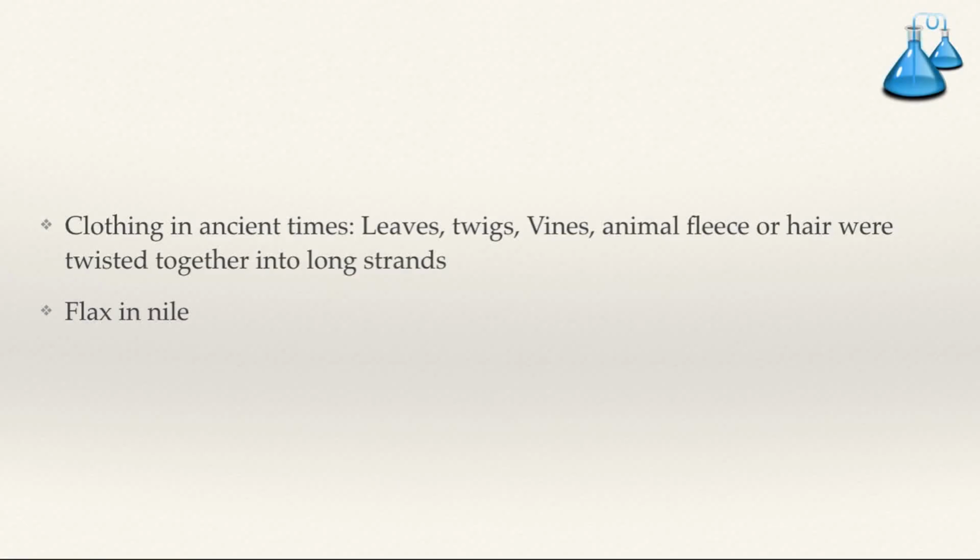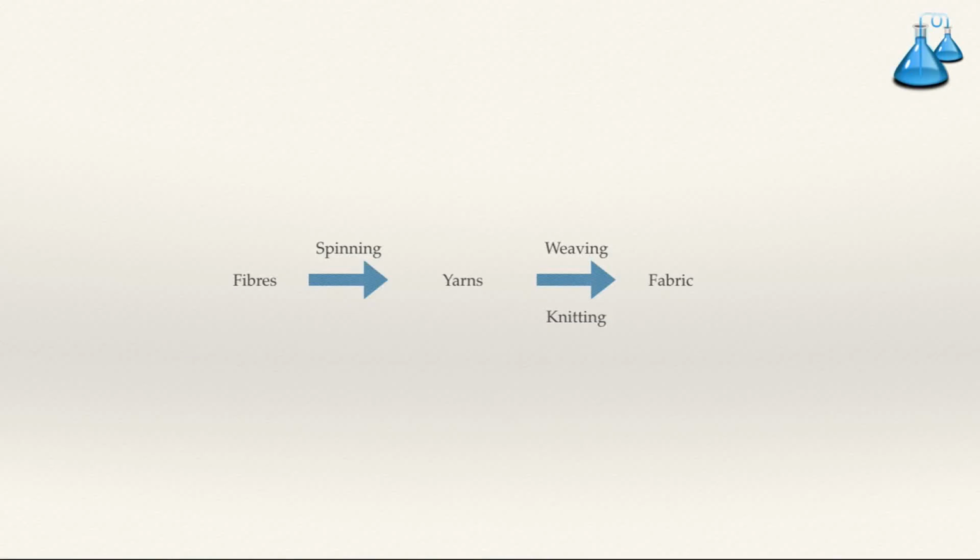So clothing in ancient times used to be made with leaves, twigs, vines, animal fleece or hair. They were twisted together into long strands, and for example, flax was used in the Nile river region, today's Egypt, Sudan, etc. As I already said, fiber is a single unit which underwent spinning to form yarns, and these yarns undergo weaving and knitting to form what is called a fabric.